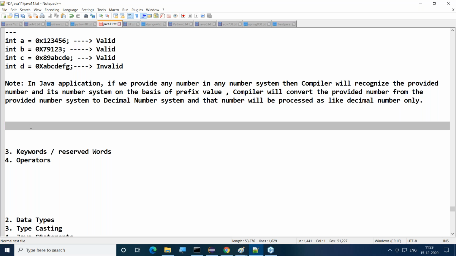Now this is completed. This time, I will give the number system, but you have to give the prefix values, guys. Will you do that? Now tell me: binary number system.